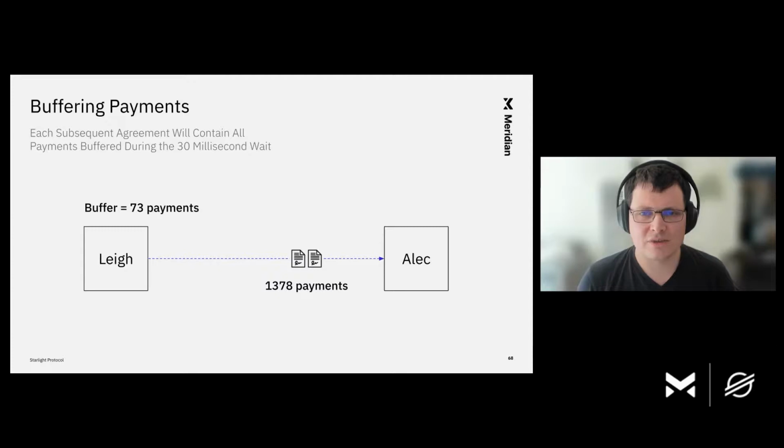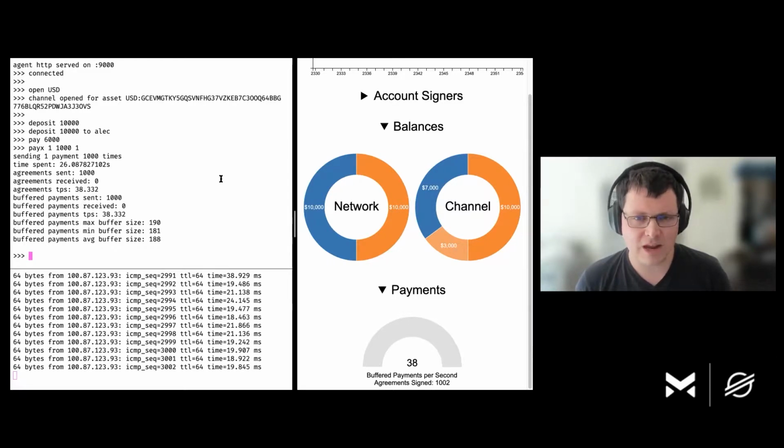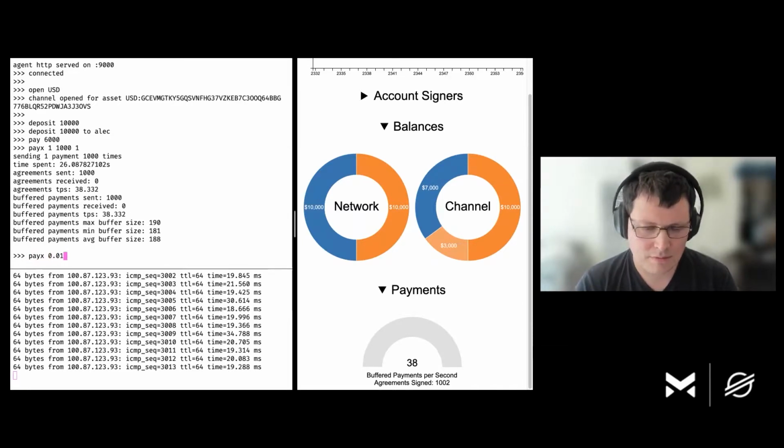A payment channel is fast, so we can deliver many buffers per second. We're just limited by how much bandwidth we have to transmit the buffer over the network. So I'm going to send Alec a larger number of payments now. I'm going to send him 100,000 payments. I'm setting our maximum buffer size to 10,000. That means that our payment channel is going to propose a new agreement as soon as it can, but while it's waiting for the opportunity, it'll allow up to 10,000 payments to collect in the buffer. It'll then send those 10,000 payments at the next opportunity it gets.